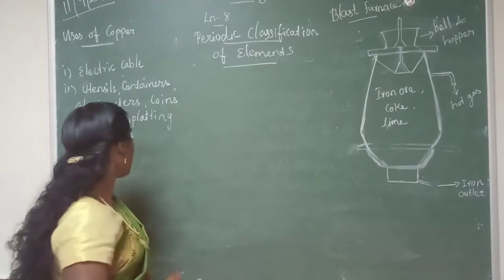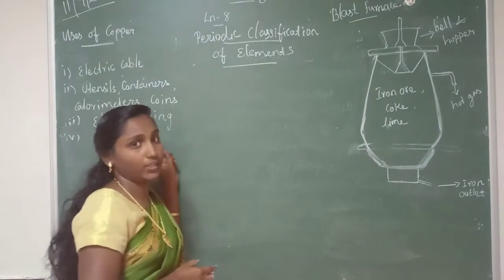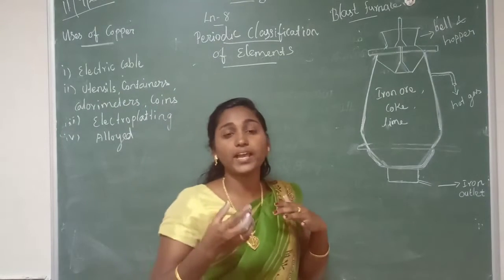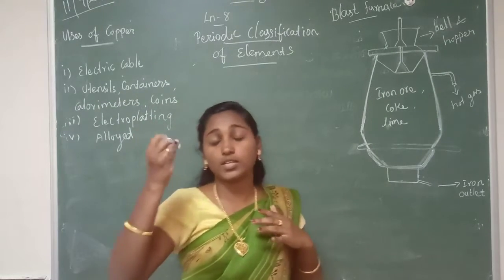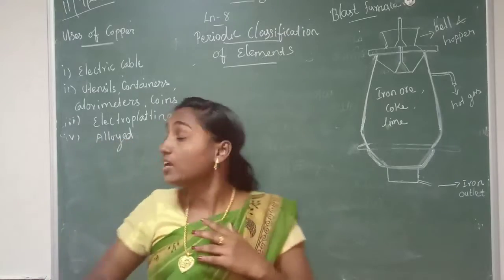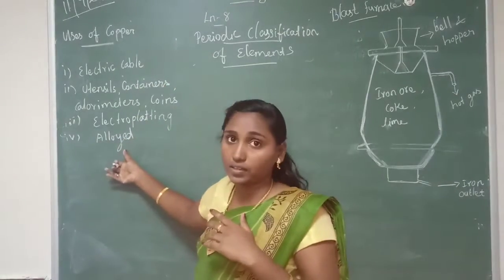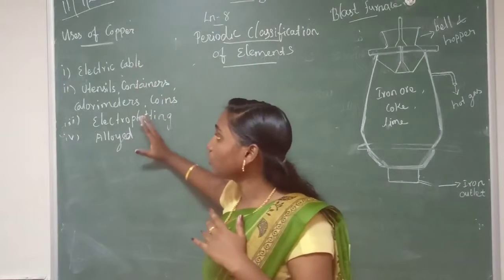The last one, it is used in alloys of gold and silver to make coins. We are using this copper. Have you understood? Only 4 uses we studied.